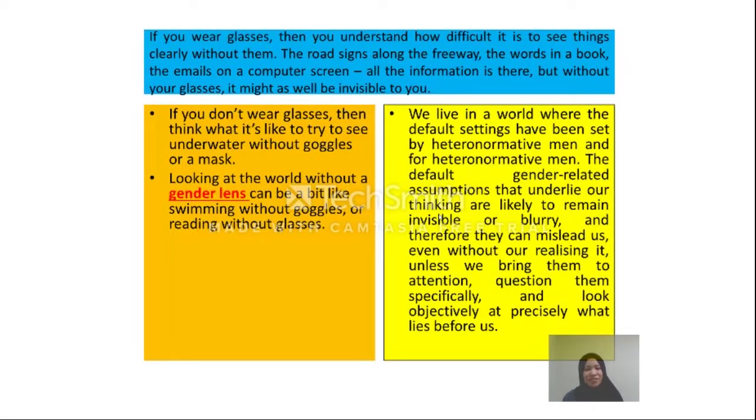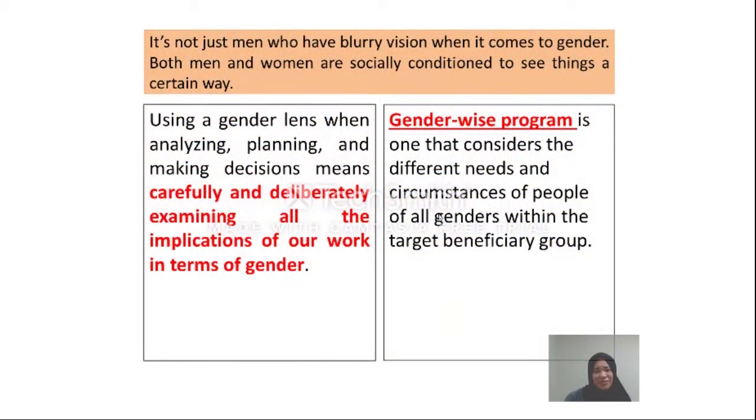So the default gender-related assumptions that underlie our thinking are likely to remain invisible or blurred. And therefore, they can mislead us, even without us realizing it, unless we bring them to attention, question them specifically, and look objectively at precisely what lies before us. It's not just men who have blurry vision when it comes to gender. Both men and women are socially conditioned to see things a certain way.